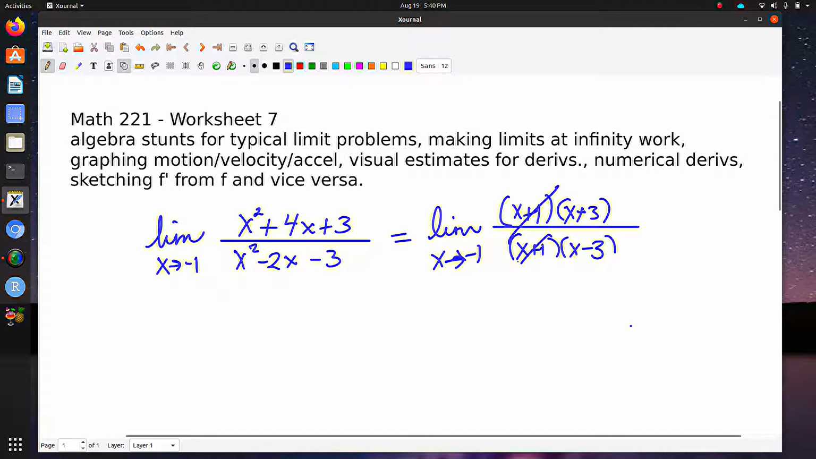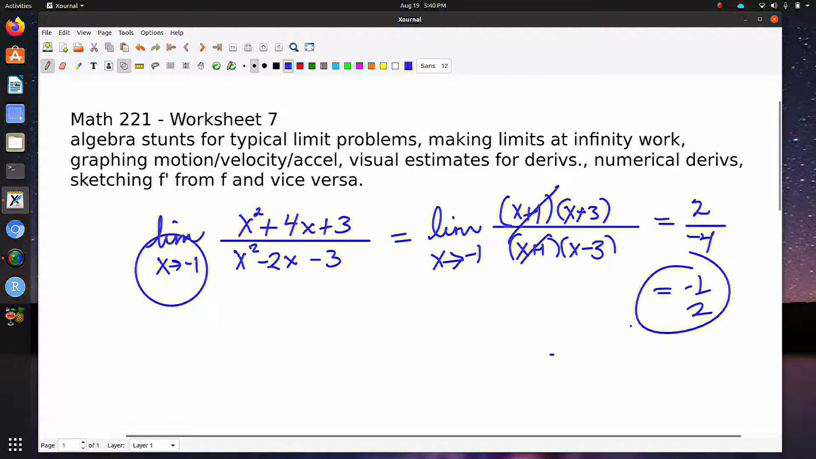Okay, there. Because we never actually reach negative 1, we just take the limit as we get closer to it. That's the rule that allows us to do this cancellation, and then we can put the negative 1 in. 3 minus 1 is 2. Negative 1 minus 3 gives us negative 4, so it's negative 1/2. And so that's how you do that kind of limit. Again, always check to see if it's safe. If it's safe, then don't do anything fancy, just calculate it.